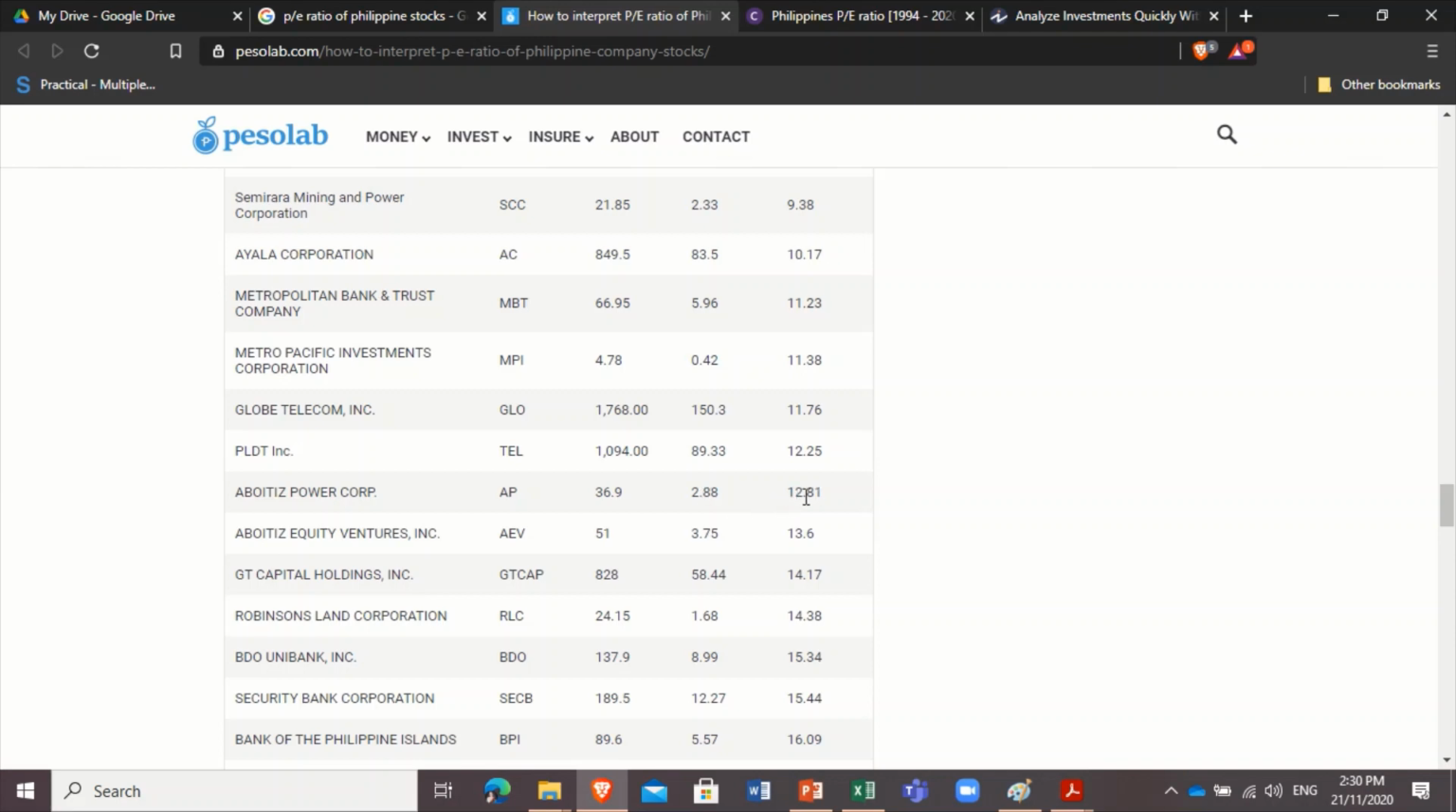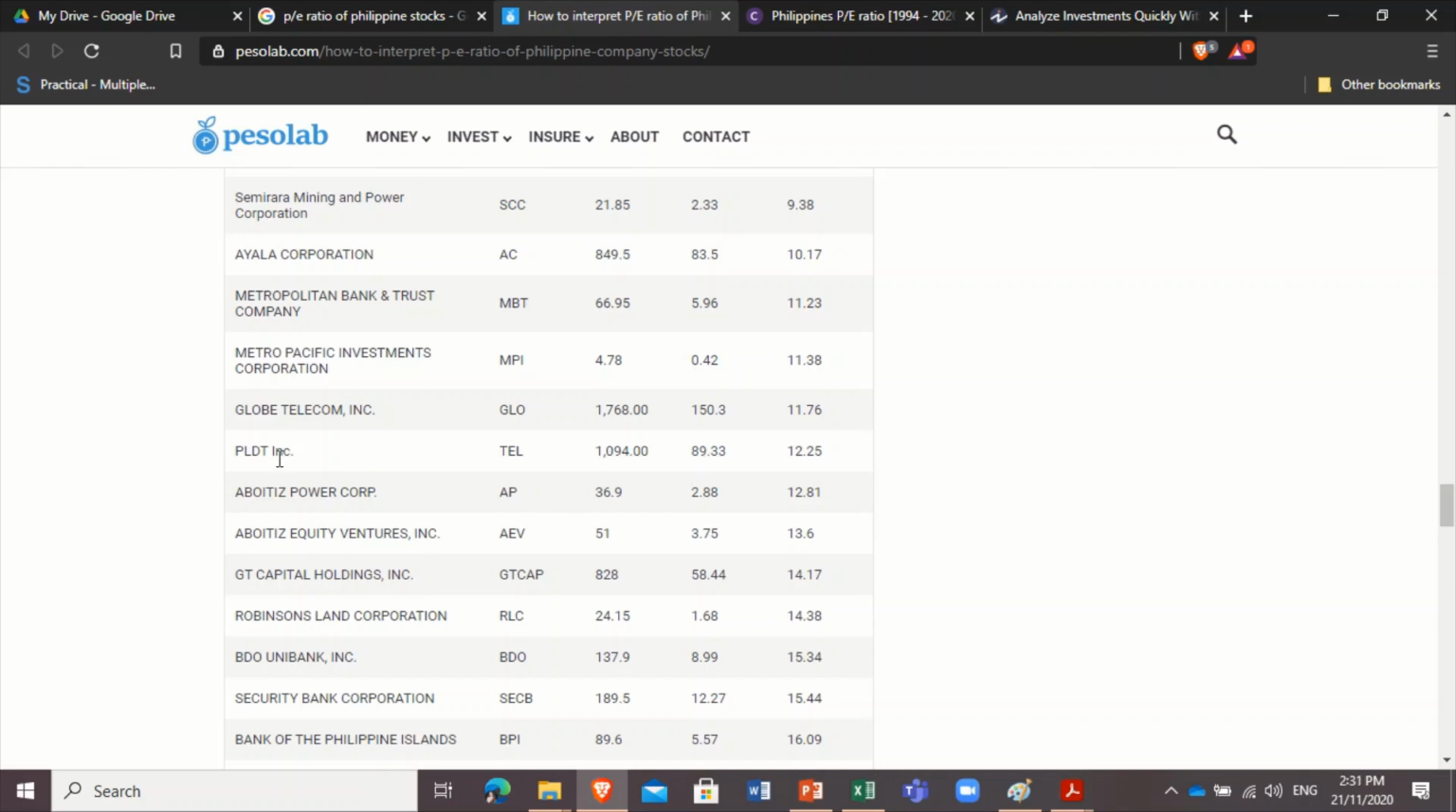So, ibig sabihin, ito yung sinasabi nating, yes, this is the price, this is the stock price, but this is the price that is related to your earnings. Uulitin ko, for you to avail of a 1 peso earning, you have to shell out 12.81. So, you know, napakamahal ng isang share para sa isang 1 peso earning. Okay? So, as compared mo dito kay PLDT, same. Halos parehas na sa 12, nasa range of 12, pero yung earnings niya ay 89.